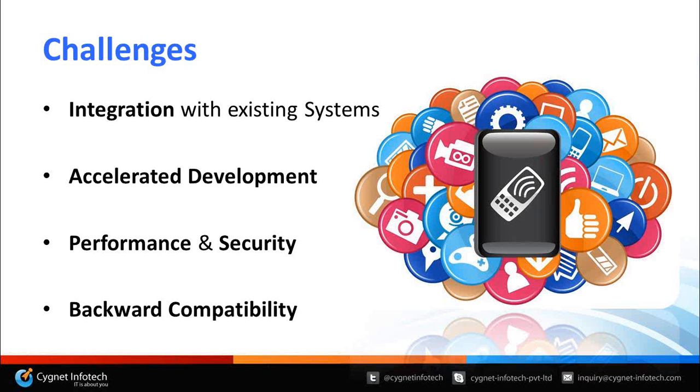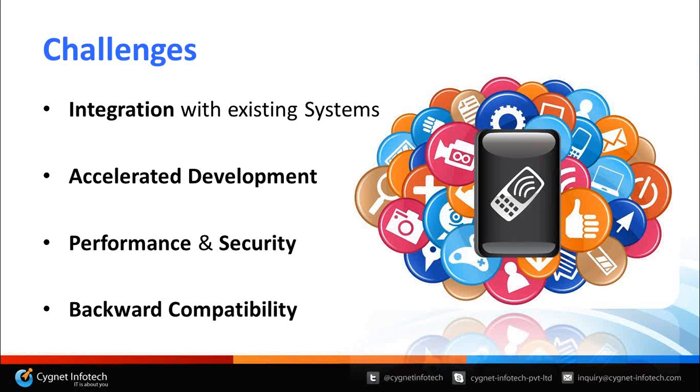Last thing but not the least is the backward compatibility. Let's assume that we are developing an application for Android 4.2, which is the latest Android operating system. But we also have to account for people who are using older versions of Android. If they want to use this application, at least a couple of versions that are older than the current version, we should be able to support them. And these are the challenges that we need to consider when we are talking about mobile application testing.